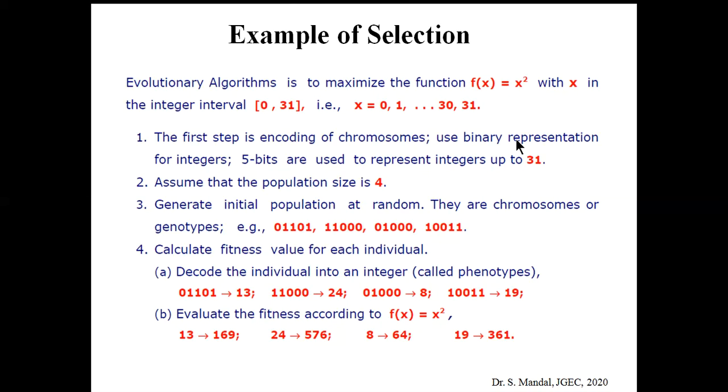Now the second part, that means the selection part. For the selection process, as we already told, selection is based on fitness. So first of all, we need to identify the significance of each solution in terms of fitness. So first of all, decode them. 0 1 1 0 1 corresponds to 13, 1 1 0 0 0 corresponds to 24, 0 1 0 0 0 corresponds to 8, and 1 0 0 1 1 corresponds to 19. Now, for these decimal numbers, what will be the value of fitness?